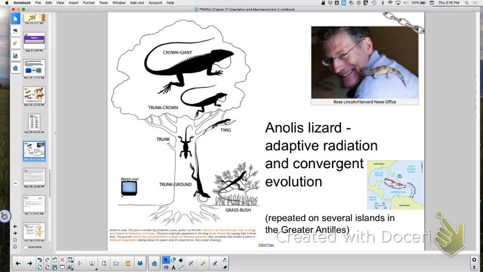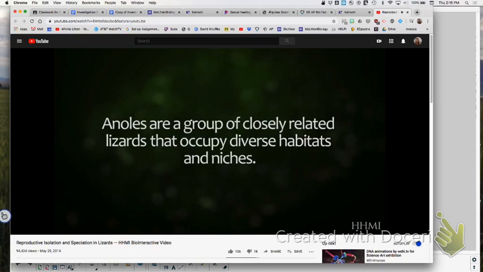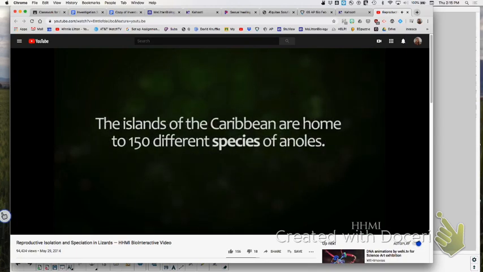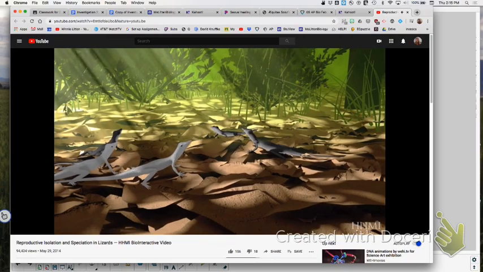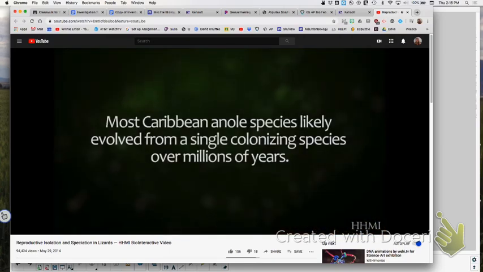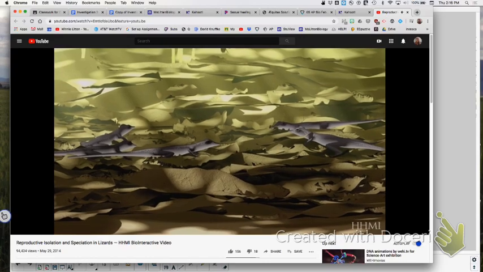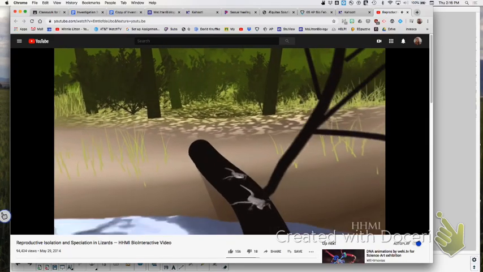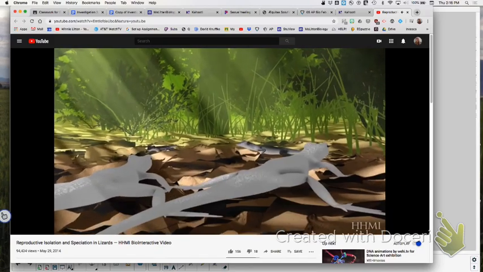So this is, not a cartoon, an animation, I guess, of what could have gone down. Pay attention to the words. Two groups of animals are defined as different species when individuals from one group don't mate and reproduce with those from the other. One way a species can split into two is for populations to separate geographically. Over many generations, they can undergo enough changes in their respective habitats that if and when they come back together again, they don't mate.